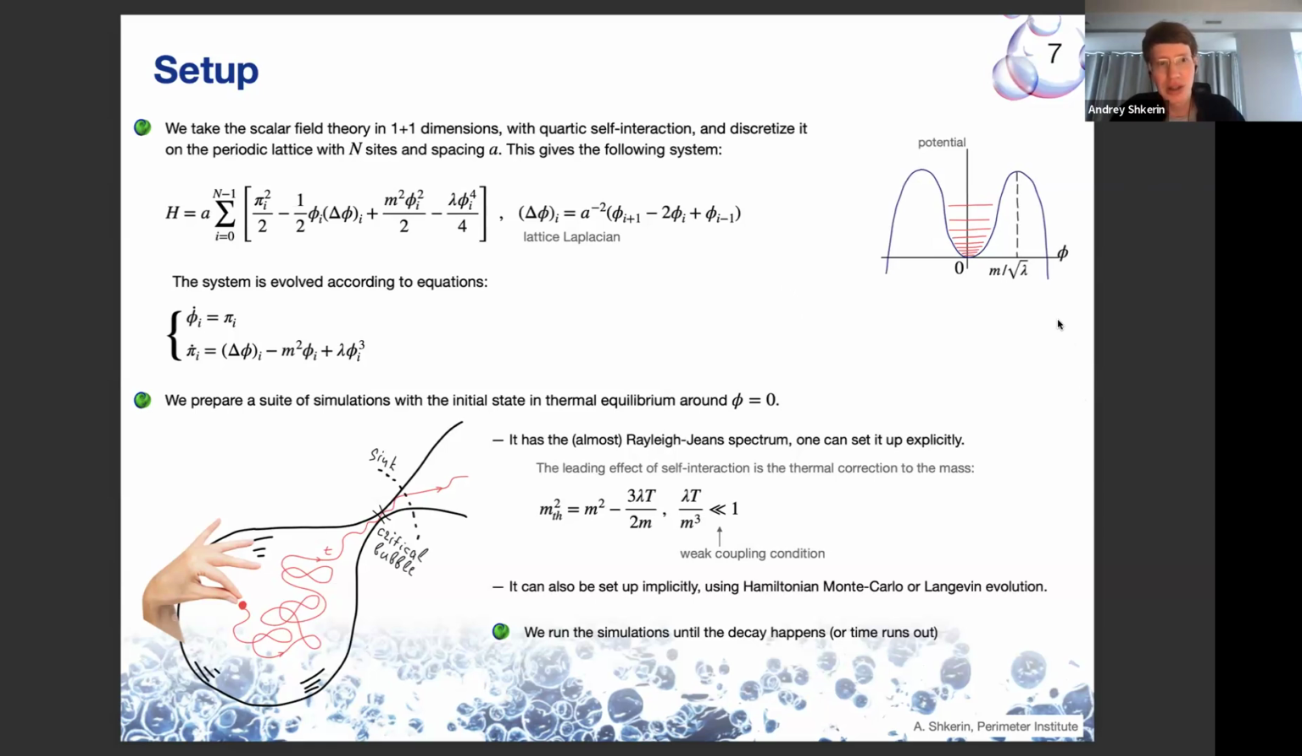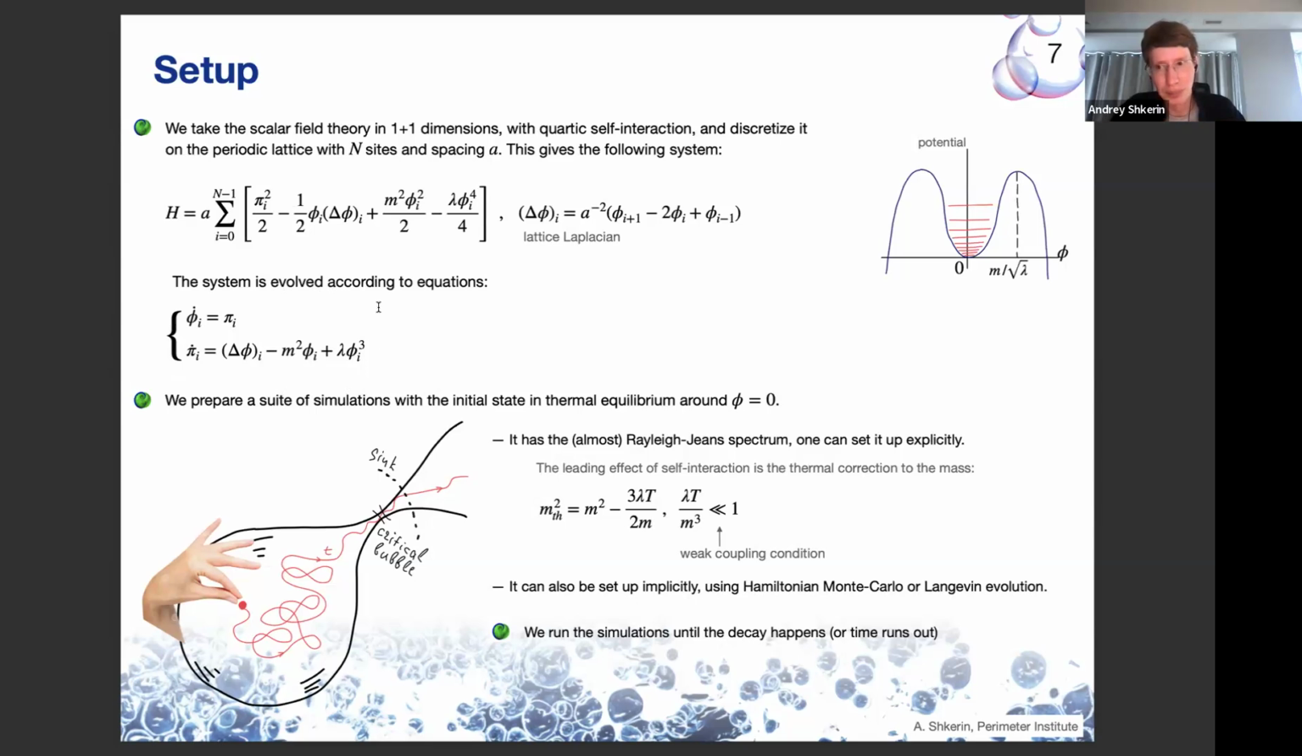So we take the theory and we discretize it on a spatial lattice. This gives us the following classical system described by this Hamiltonian. Essentially, we should study the dynamics, the evolution of the system. The system is evolved according to the Hamiltonian equations of motion. I write them here. So we know the equations of motion, and we can now take a suite of simulations, but we must also prepare the initial state properly. We must prepare the initial state which corresponds to thermal equilibrium around the false vacuum, phi equals 0.